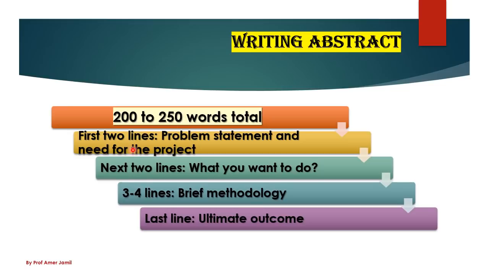And the first 2 lines, now you will fractionate the whole of your synopsis, and you will make a précis of your synopsis in the abstract. So the first 2 lines should be the problem statement and need for the project. Next 2 lines may be what you want to do, and then a brief methodology, 3 to 4 lines, on how you would do that. And the last line should be the ultimate outcome which you are looking for from your project or your study.